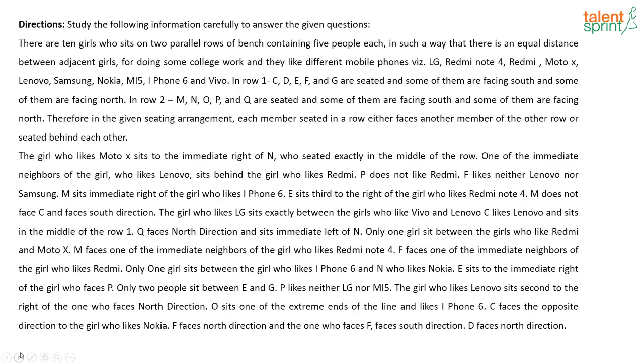Alright. So moving on, the next question is a linear arrangement question. So what is given here? There are 10 girls who sit on 2 parallel rows of bench containing 5 people each in such a way that there is equal distance between the adjacent girls for doing some college work, and they like different mobile phones. And some of them are facing south and some of them are facing north. Okay, so there are 2 rows. So basically a linear arrangement question.